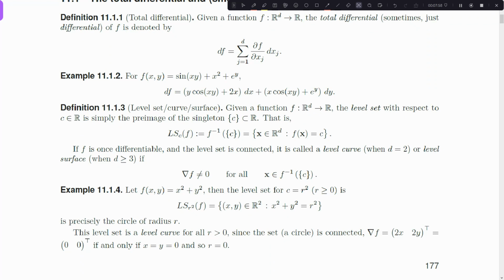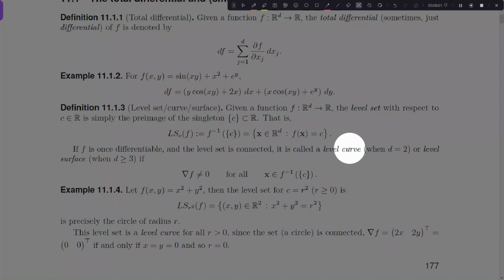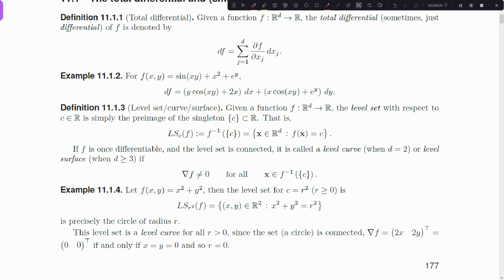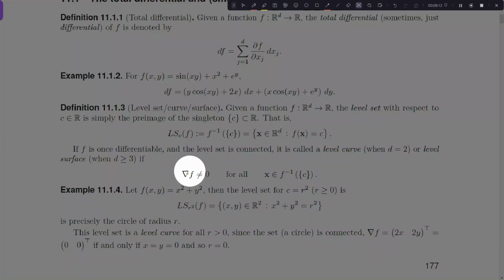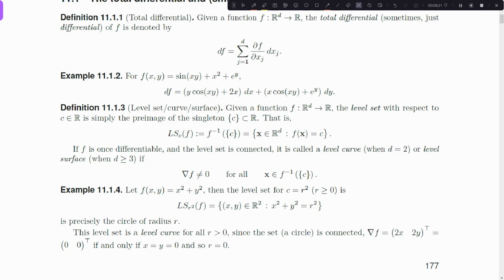And then we have this extra definition for level curve when D is 2, or level surface when D is greater than or equal to 3. Sometimes you'll see hypersurface here instead of just surface. And that's going to occur if you can take a gradient of f and it's non-zero on the level curve. So if I take a gradient and it's non-zero on a level curve, then I have a level surface or level curve. So let's look at an example of that.